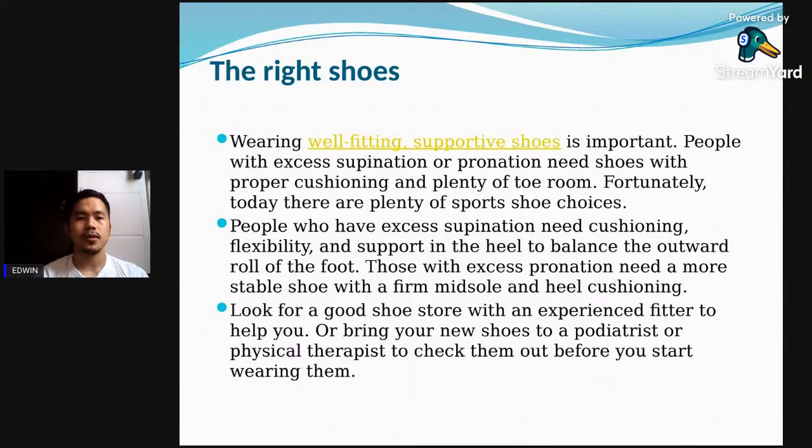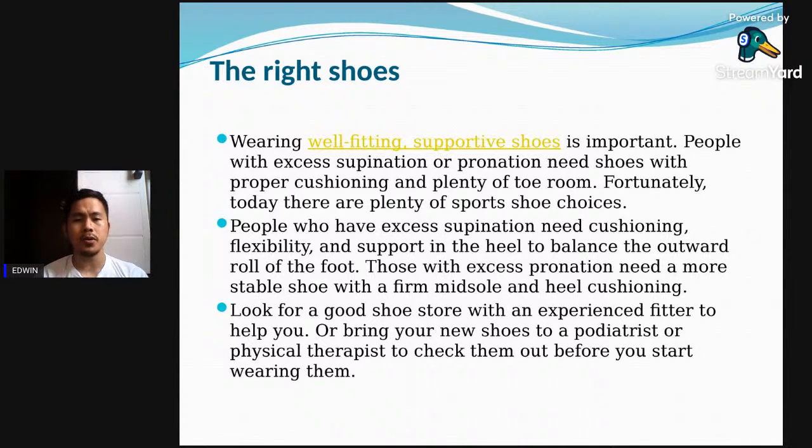The right shoes. Wearing well-fitting supportive shoes is important. People with excess supination or pronation need shoes with proper cushioning and plenty of toe room. Fortunately, today there are plenty of sports shoe choices. People who have excess supination need cushioning, flexibility, and support in the heel and balance, the outward roll of the foot. Those with excess pronation need a more stable shoe with a firm midsole and heel cushioning.